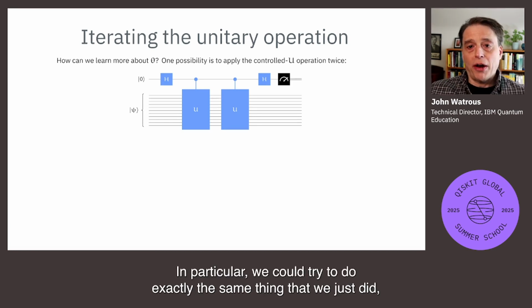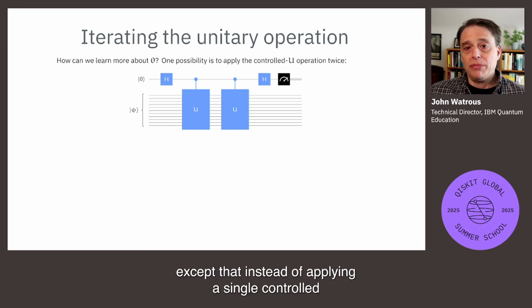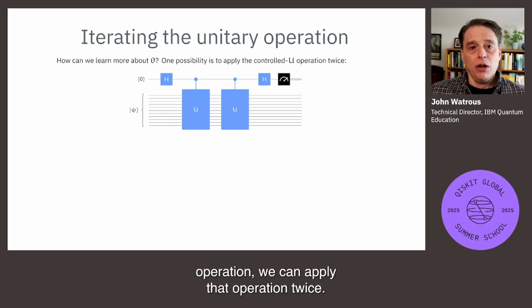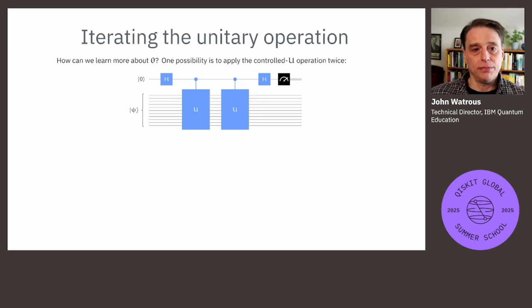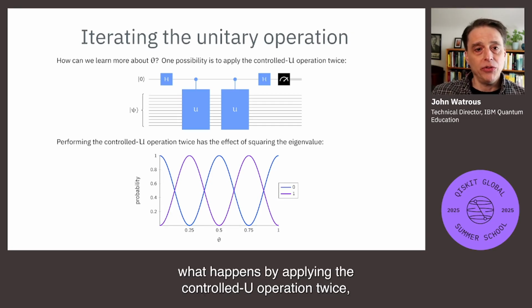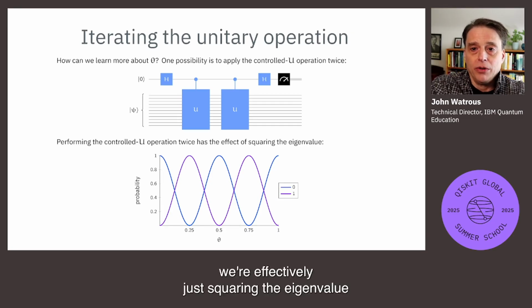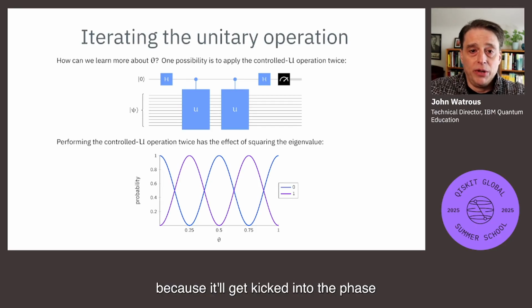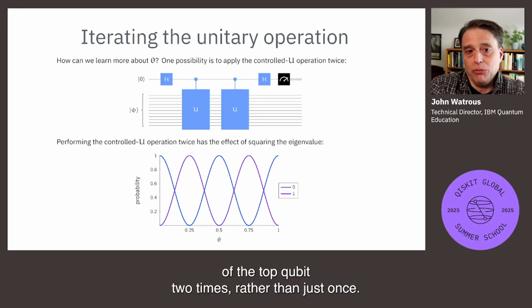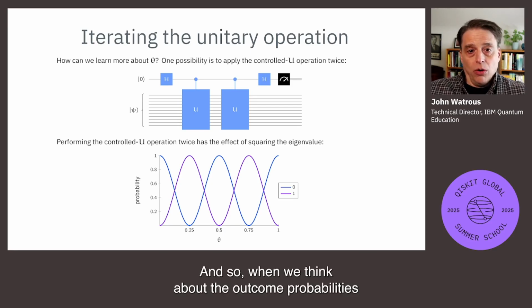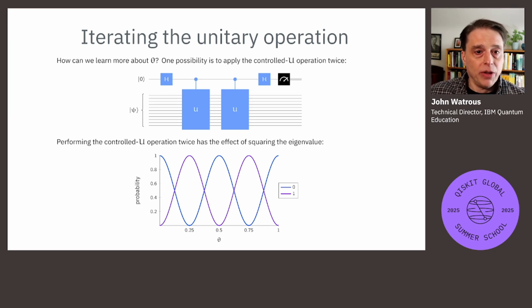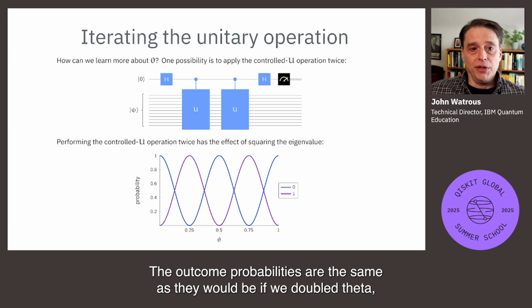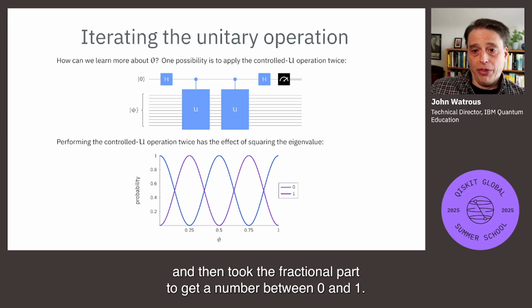In particular, we could try to do exactly the same thing that we just did, except that instead of applying a single controlled U operation, we can apply that operation twice. Or we could apply it any number of times, but let's start with twice to see what happens. Well, it's actually pretty simple what happens. By applying the controlled U operation twice, we're effectively just squaring the eigenvalue, because it'll get kicked into the phase of the top qubit 2 times rather than just once. And so, when we think about the outcome probabilities as a function of theta, we're essentially just doubling the frequency. For each possible choice of theta, the outcome probabilities are the same as they would be if we doubled theta and then took the fractional part to get a number between 0 and 1.